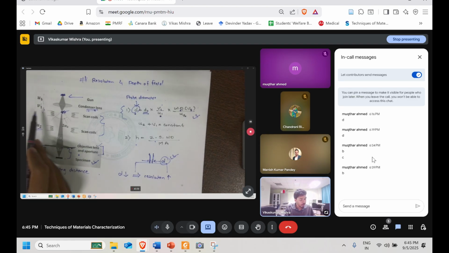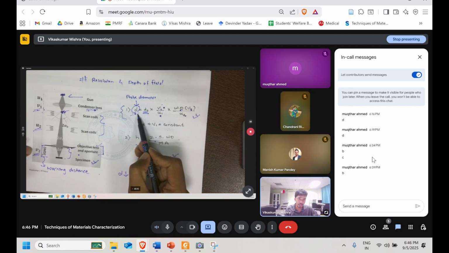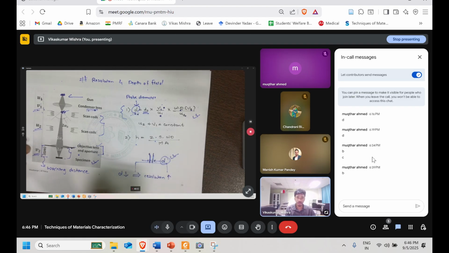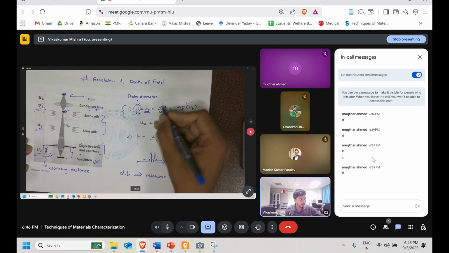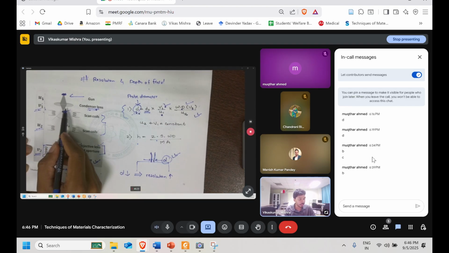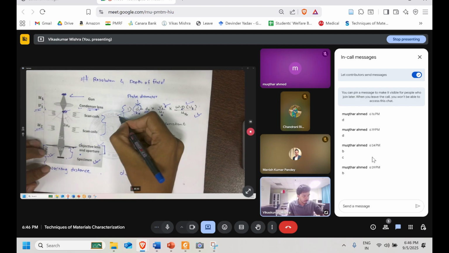Okay. So what we are doing, we are strengthening the condenser lens. It means that we are decreasing the V1. If we are decreasing the V1, again the probe diameter will decrease. So you have two ways by which you can control the probe diameter. One is that you can decrease the working distance. Another is that you can increase the strength of the condenser lens. Now, this part is clear.